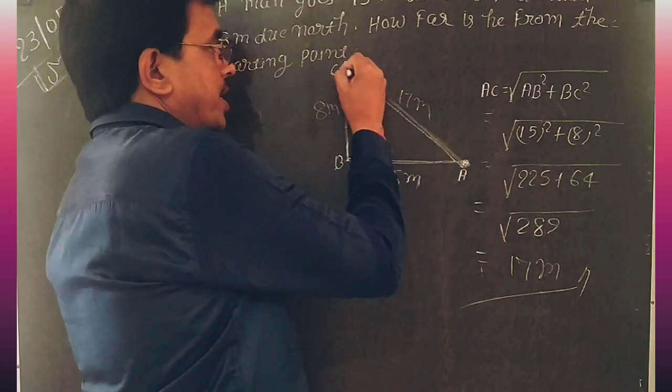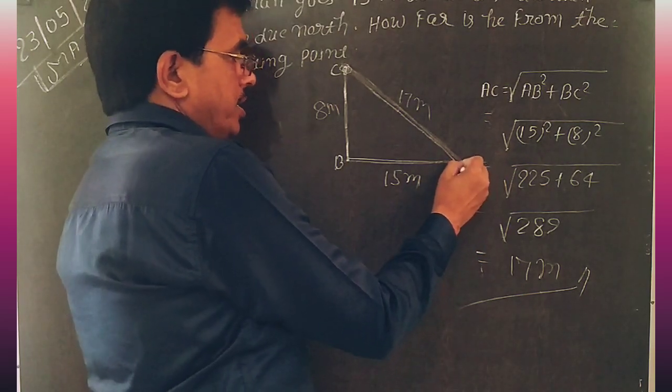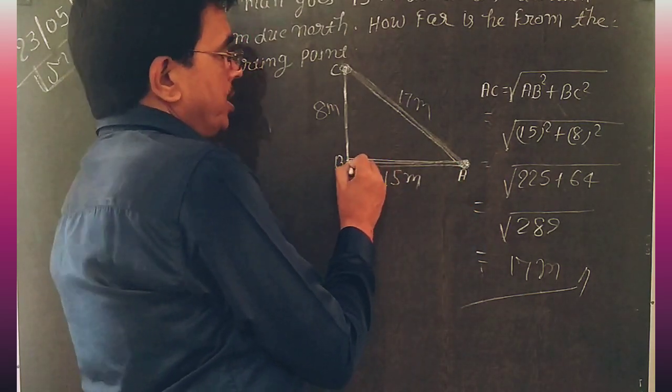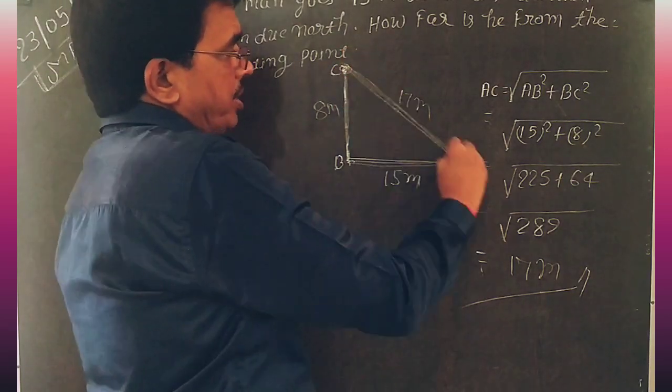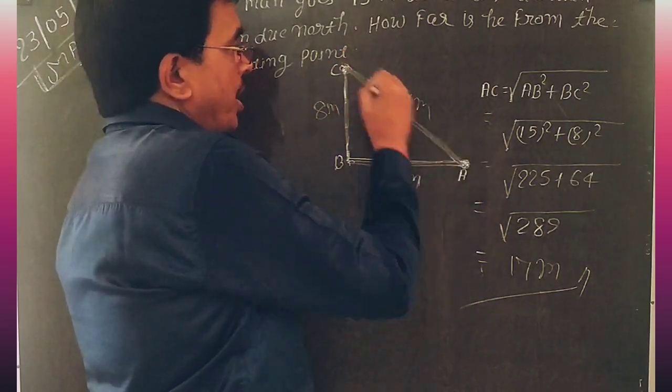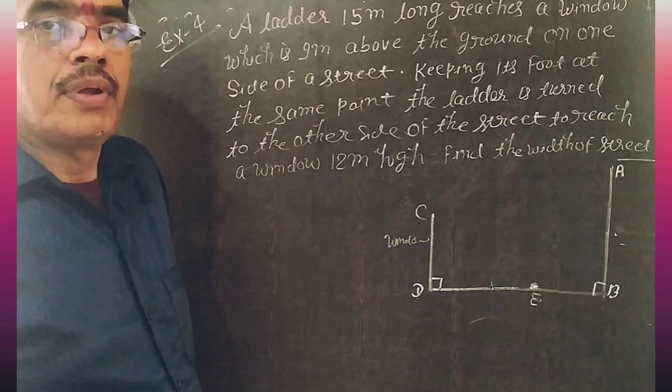Present time the man is here, and before this the man is there. Starting point is there, then he goes west 15 meter, then lastly goes 8 meter towards the north. Then what is the distance between the starting point and the last point? That is the hypotenuse, and that is 17 meter.